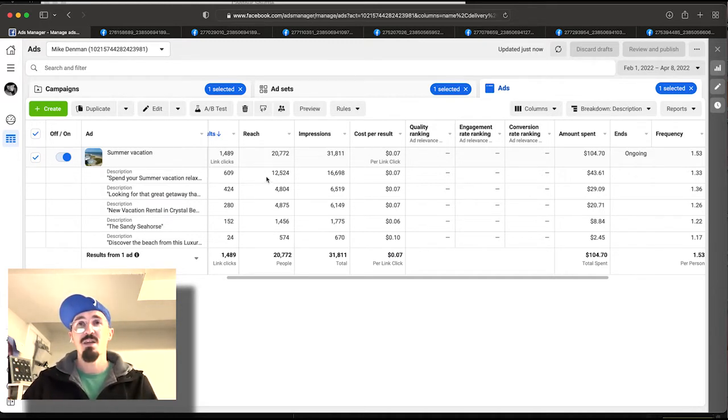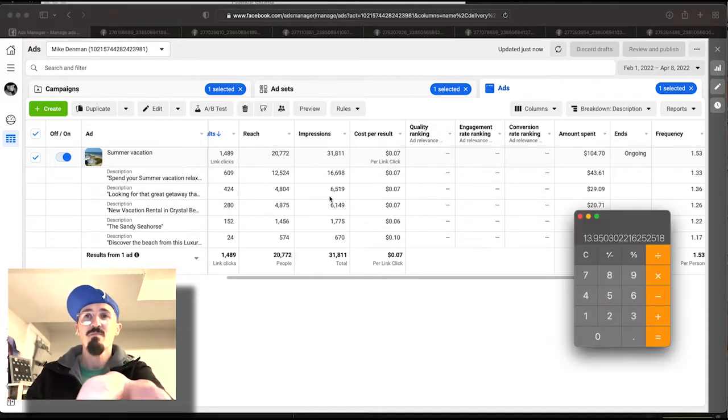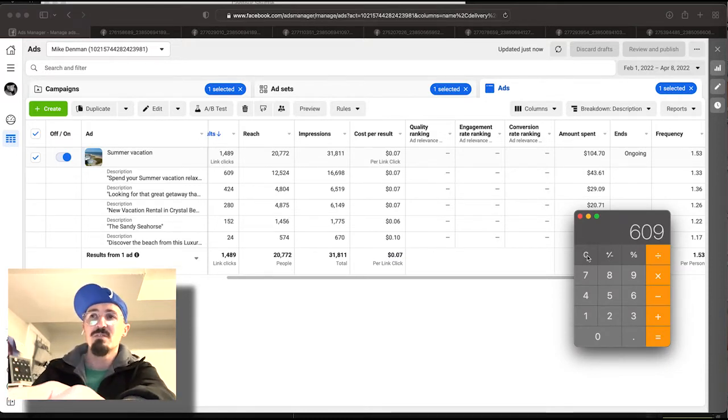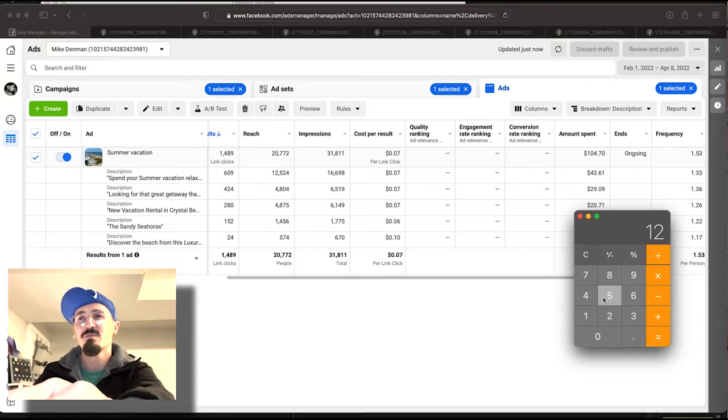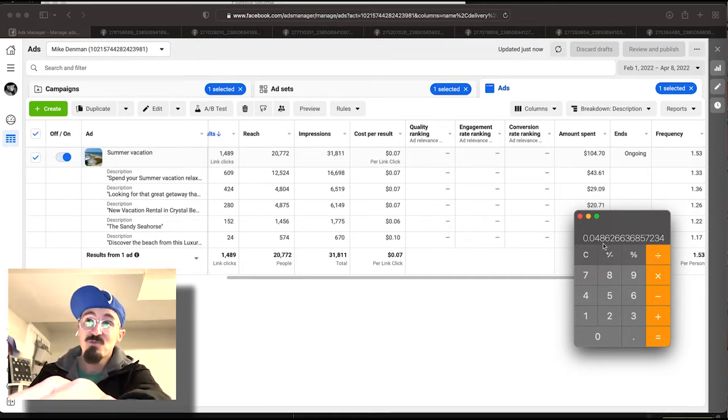That's pretty rad. And out of that, 12,000. So you can do the math on that again. I have a calculator. So we can do 609 divided by 12,524. Okay, so it's about 4%. So out of the people who click, 4% is actually pretty good.